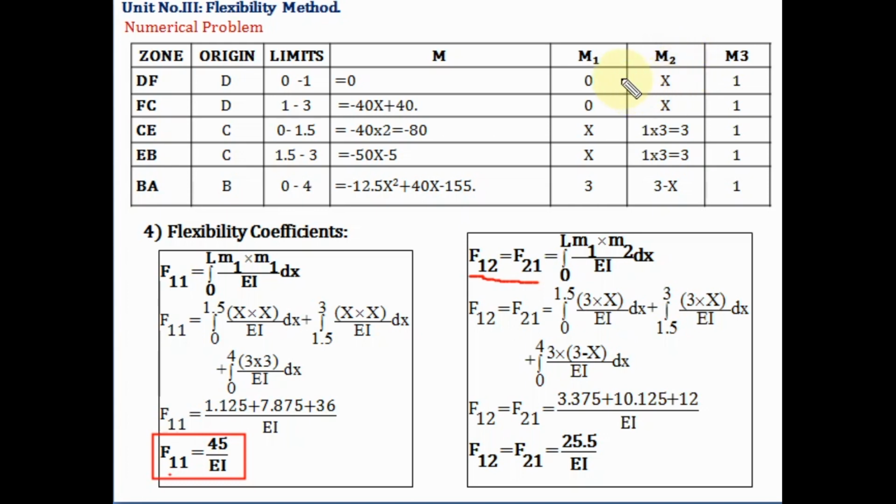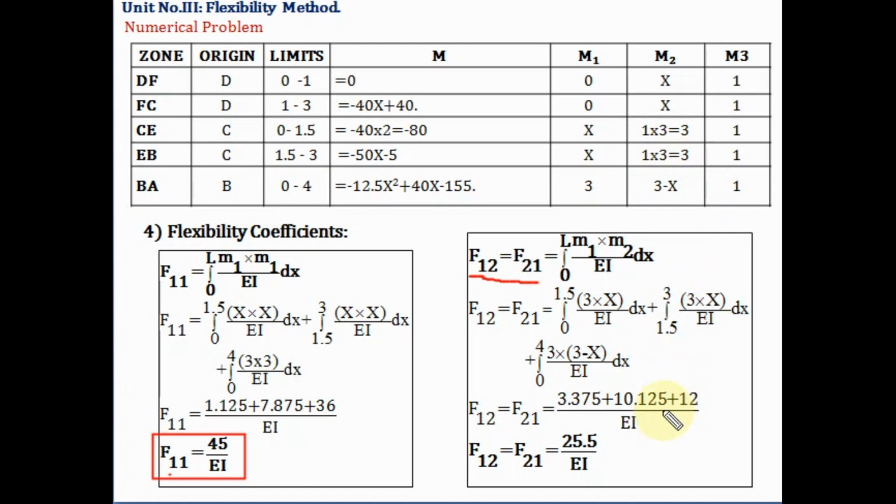So here again for the first two zones, the value of M1 is 0. So we have to start from the zone C. So integration 0 to 1.5, M1 is x, M2 is 3. So 3 into x upon EI plus integration 1.5 to 3, 3 into x. Then integration 0 to 4, 3 into 3 minus 6 upon EI into dx. So we are multiplying M1 into M2.